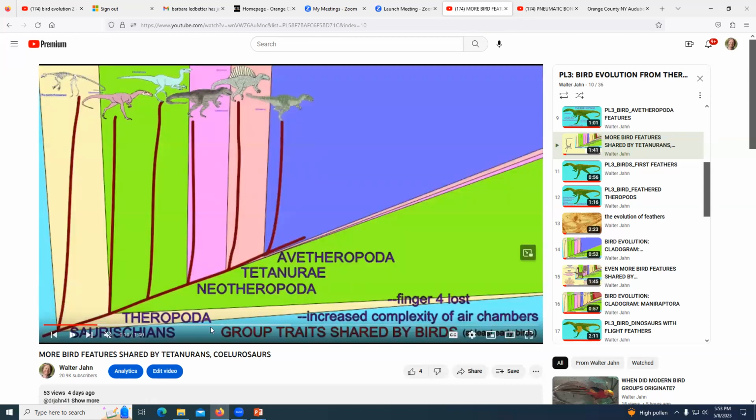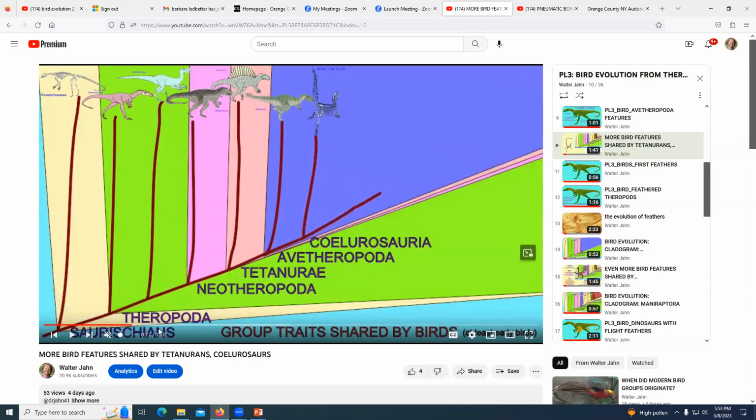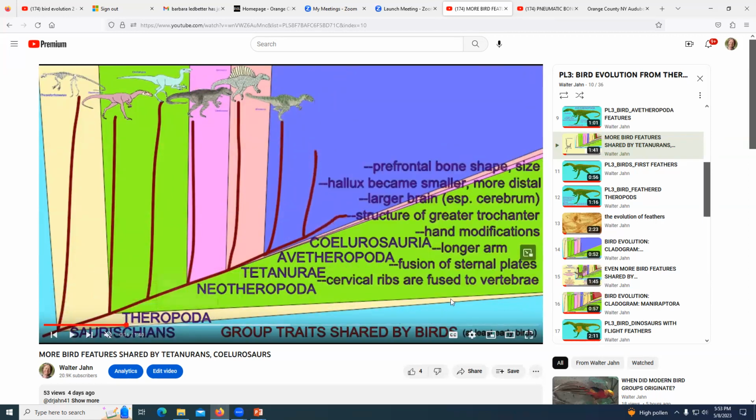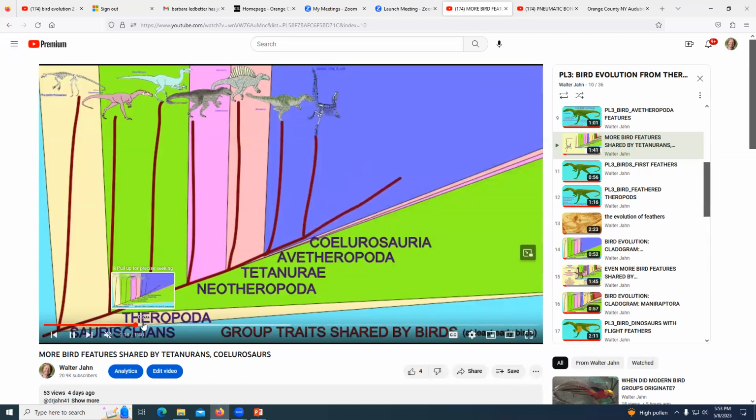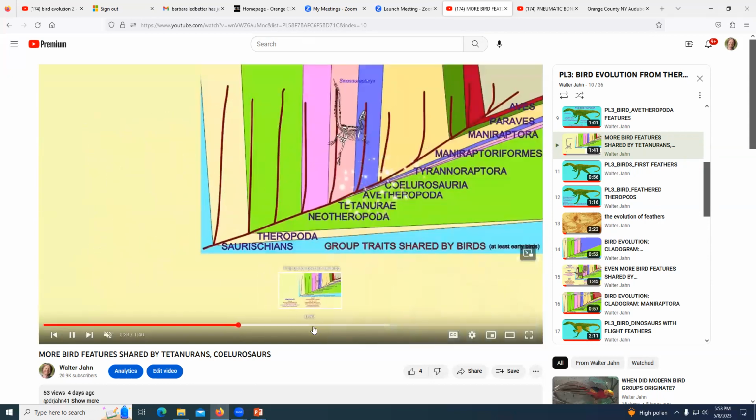But once again, if you were to list what makes an Avetheropoda, well, even more air chambers in the bones. What makes a Coelurosaur? Hand modifications, a longer arm. The sternum becomes one bone instead of lots of bones, a larger brain, etc. All of these are traits which we will see in the first birds here. So feathers are appearing by this point.